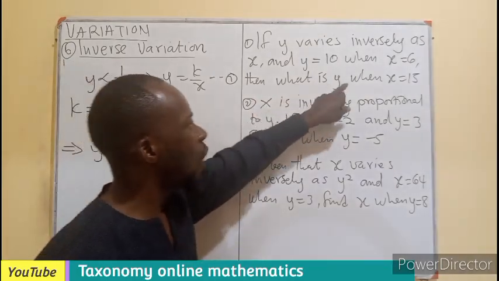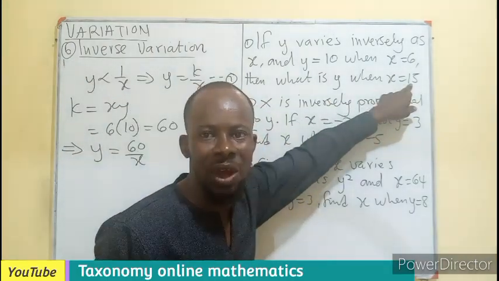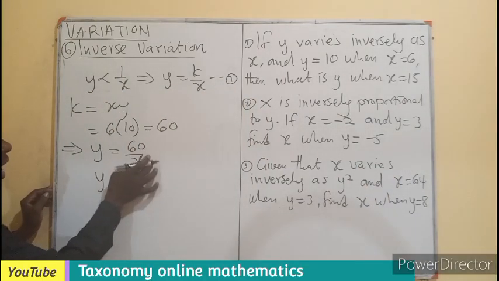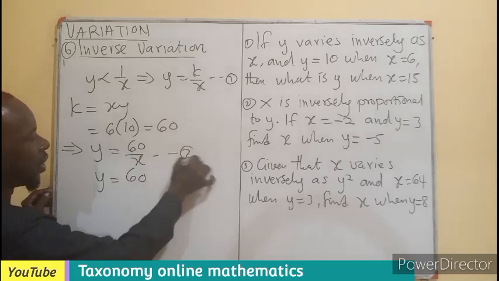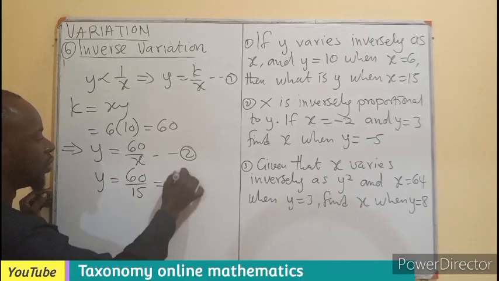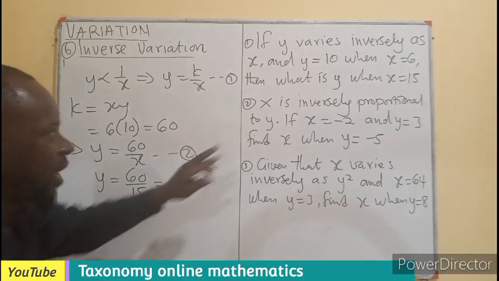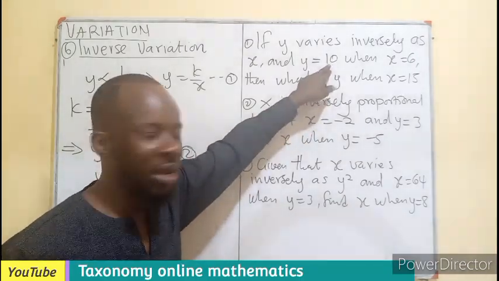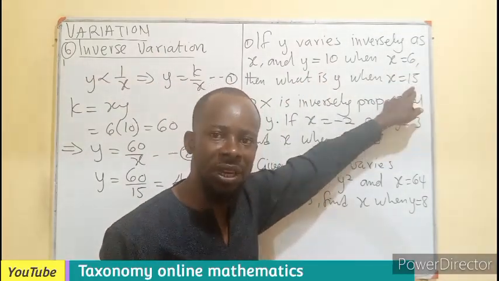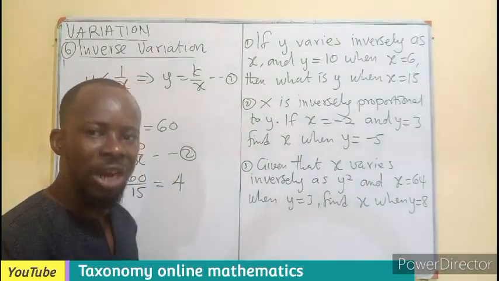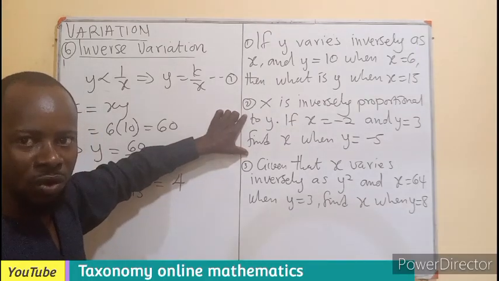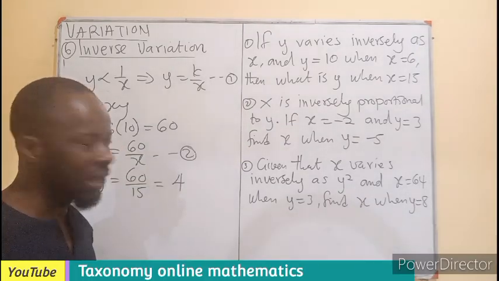Now, what is y when x is 15? Whatever you do, you only substitute the value of x into this second equation. So x is 15, meaning the value of y is going to be what? 4. You can see from here that y was 10 in the beginning, it moved to 4. x was 6 in the beginning, increased to 15. So as x is increasing, the value of y also keeps what? Decreasing. Now this one is left for you. You can also try and send your answer in the comment section.